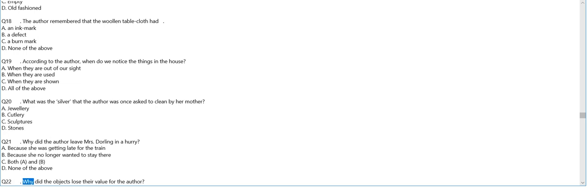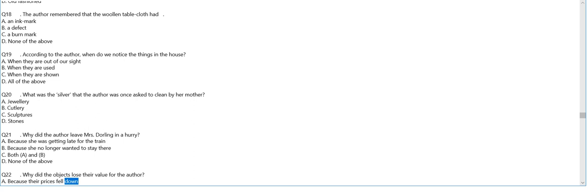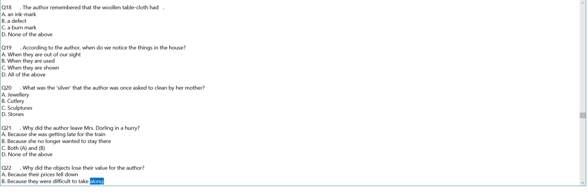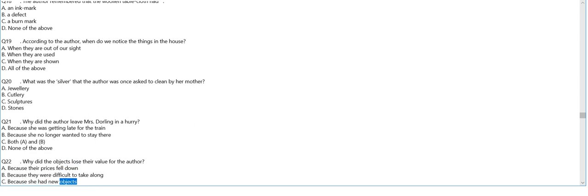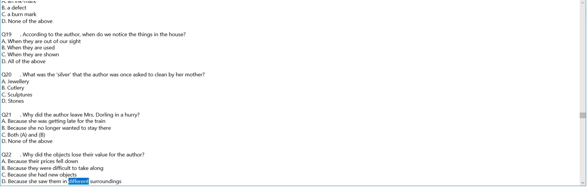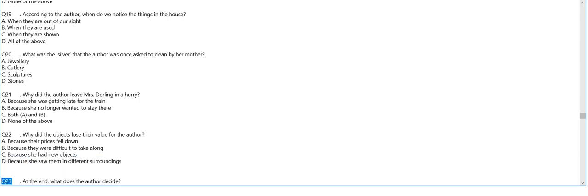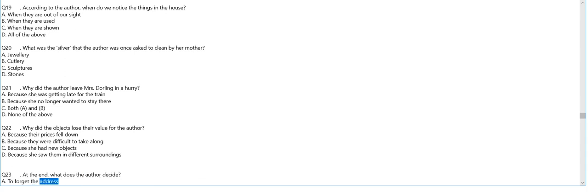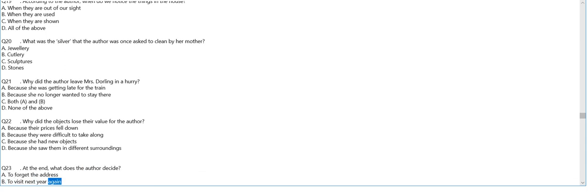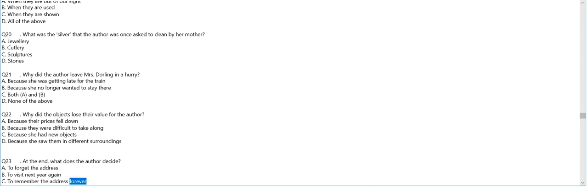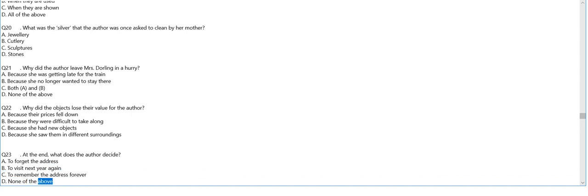Q22. Why did the objects lose their value for the author? A. Because their prices fell down. B. Because they were difficult to take along. C. Because she had new objects. D. Because she saw them in different surroundings. Q23. At the end, what does the author decide? A. To forget the address. B. To visit next year again. C. To remember the address forever. D. None of the above.